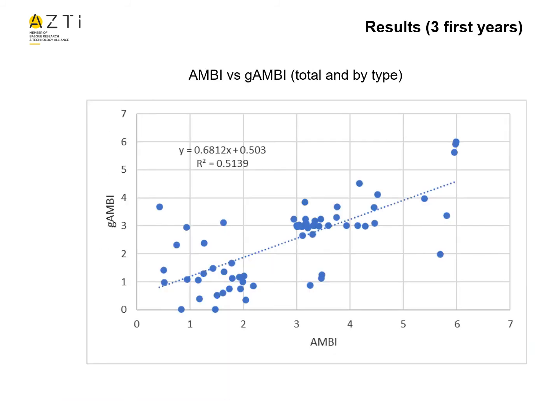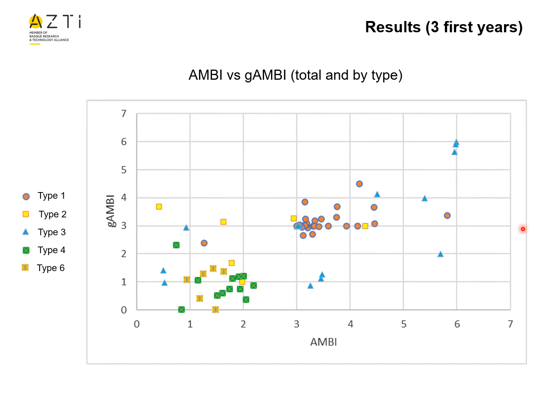The results for the first 3 years are, when comparing AMBI and gambi, you can see that there is good correlation comparing both methodologies, and when you compare by types, you can see that for example, for type 1 we have only worse situations. In type 3 we have the whole gradient, and in other types, especially for coastal areas, we have only good status areas.